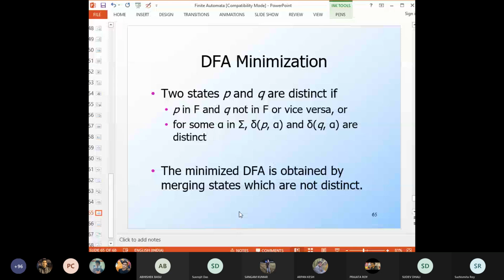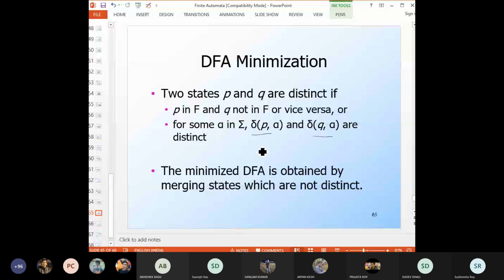Say if one is a final state and the other is not a final state, then they can never be the same and they can never be equivalent. They are always distinct. Okay. And if there is some input character A in the input alphabet for which delta(P, A) and delta(Q, A) are distinct.